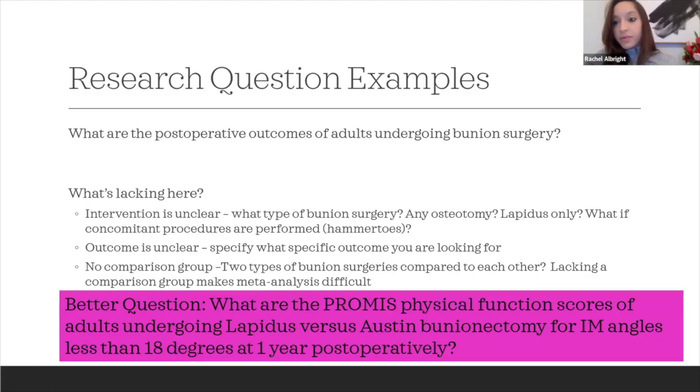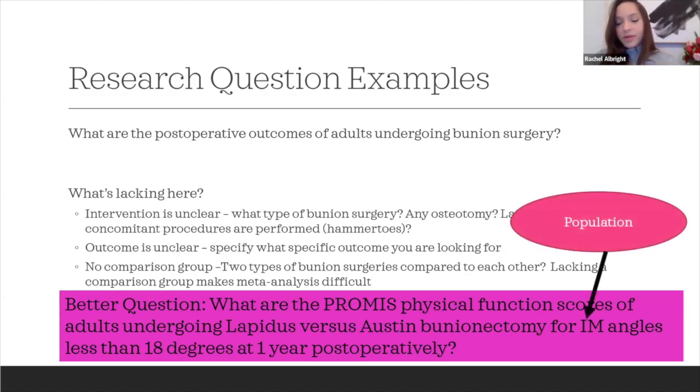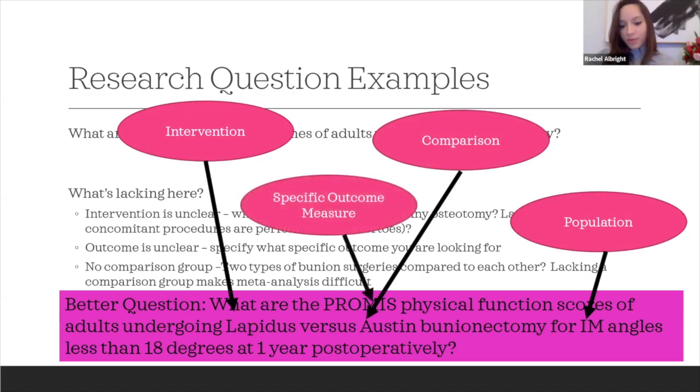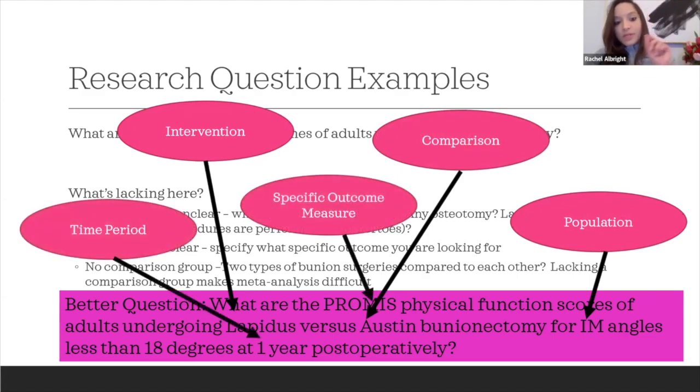This is probably a little bit more of a clear research question. What are the PROMIS physical function scores of adults undergoing Lapidus versus Austin bunionectomy for IM angles less than 18 degrees at 1 year postoperatively? This is one sentence, and there is a lot of information here. So we're using our PICO, right, to make this question. Here's our population, very specific, adults with an IM angle of less than 18. We're looking at Lapidus versus Austin. We're using PROMIS for our outcome, and we have a specific time period. Sometimes people add T to the end of PICO, and I added that here. So our specific time period is 1 year.